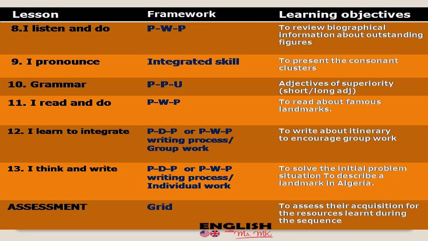Then we have assessment. As I always say, you are free to assess your pupils the way you want. You are really free.